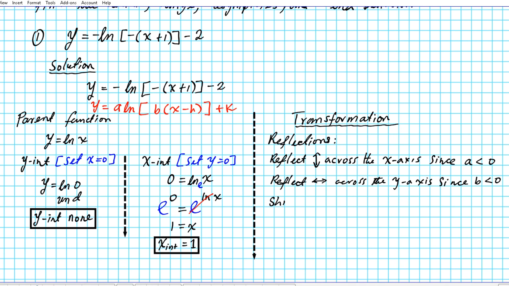How about our shifts? For our shifts, we're going to look at h and k and their signs. We have x plus 1, so that means we're going to shift 1 unit to the left. Why is that? Since our h value is negative 1. Remember, for h, you always do the opposite. That's why you have the minus here. It means opposite. And then for your vertical shift, we're going to move 2 units down.